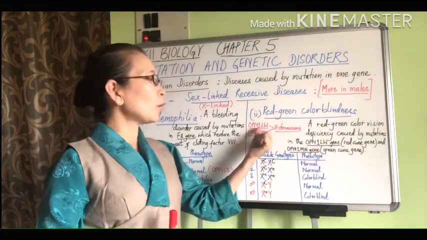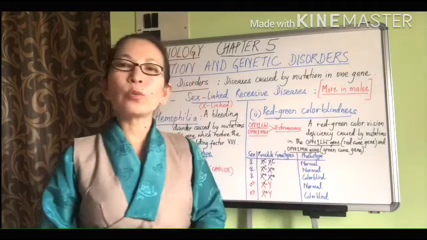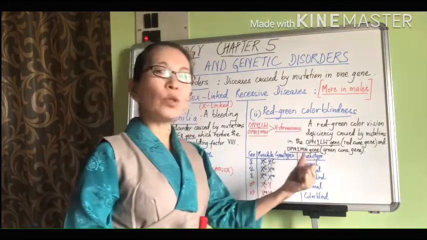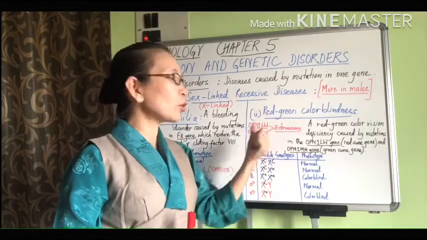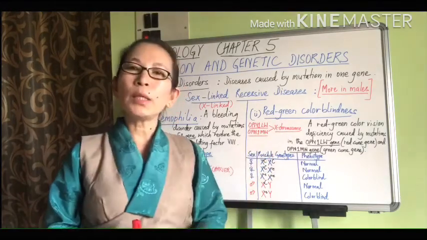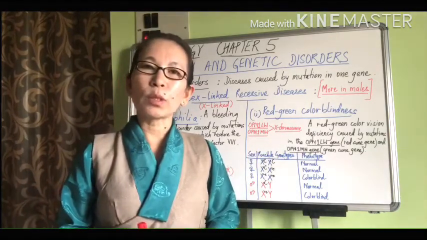Actually, it is the OPN1LW gene, and the gene responsible for the green cone is the MW gene, or OPN1MW gene. So LW is longer wavelength, MW is the medium wavelength gene, and both of these genes are located on the X chromosome.